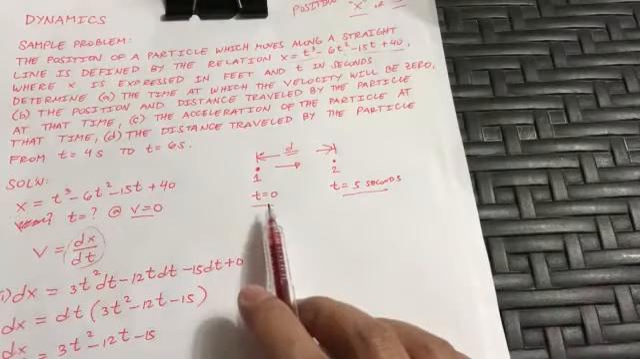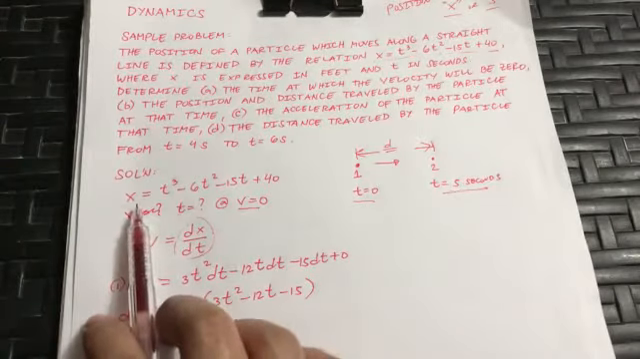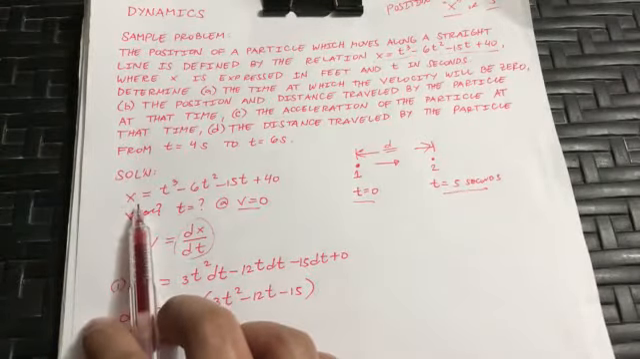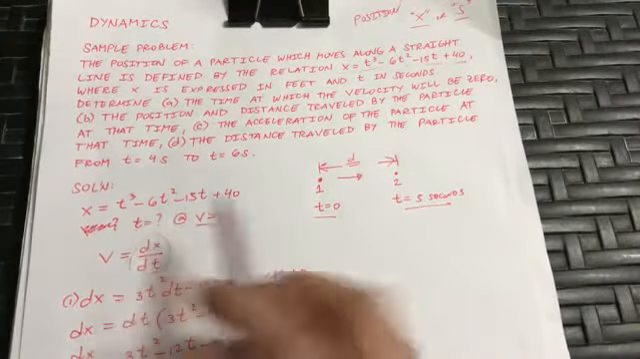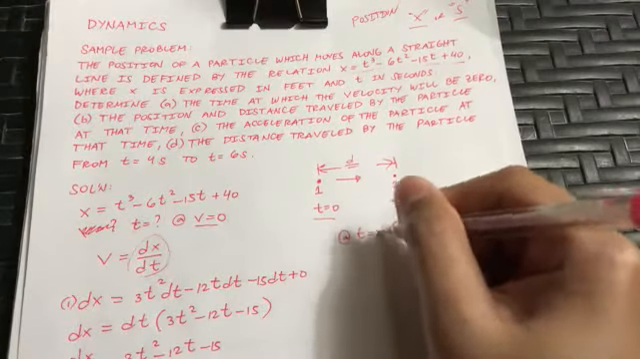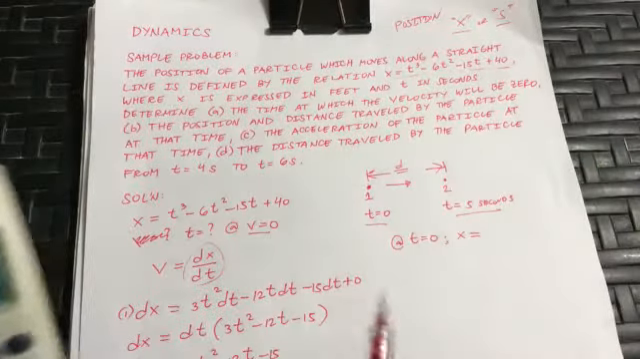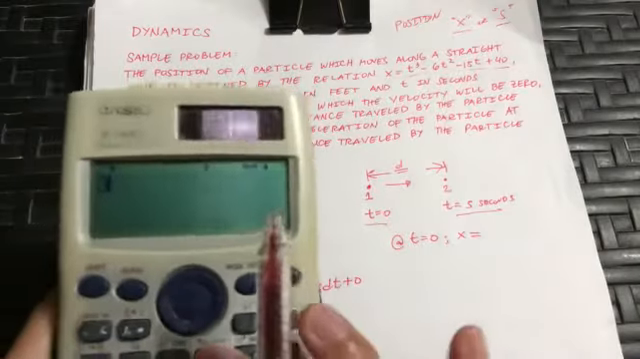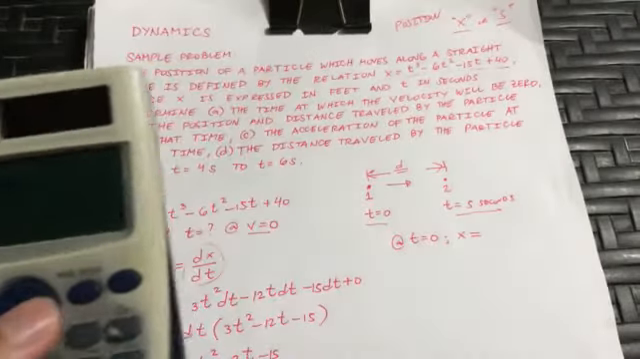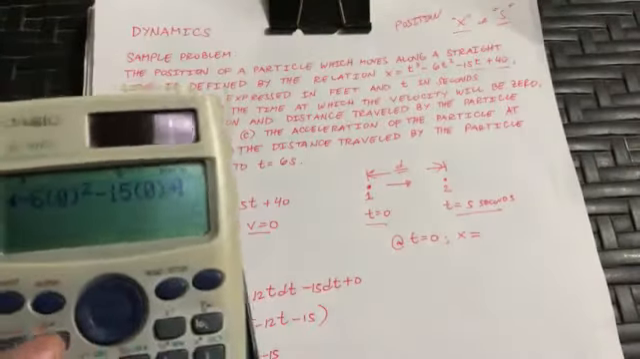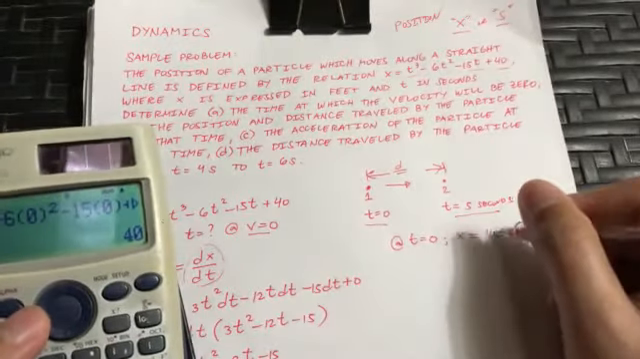Okay, we can use the position. Position is basically your location from a reference point. At time 0, if we substitute it, at time is equal to 0, the position would be equal to, substituting 0, 0 cubed minus 6 times 0 squared minus 15 times 0 plus 40, okay, equals 40, okay, 40 feet.